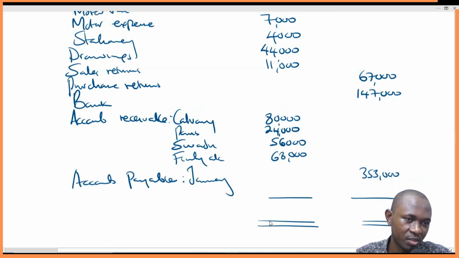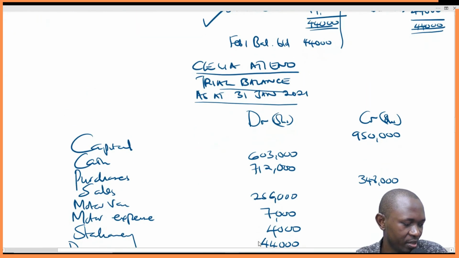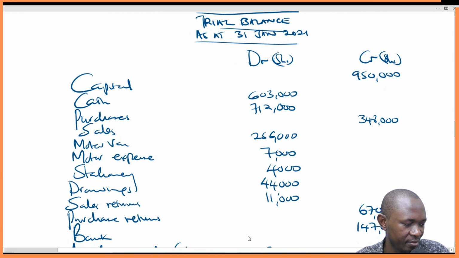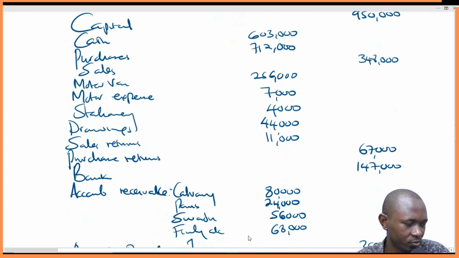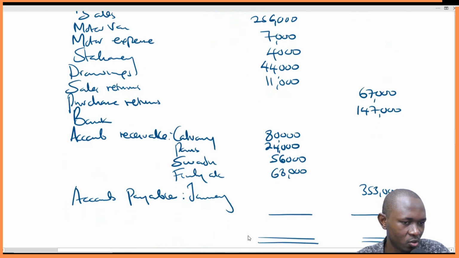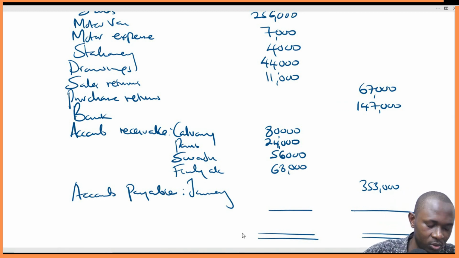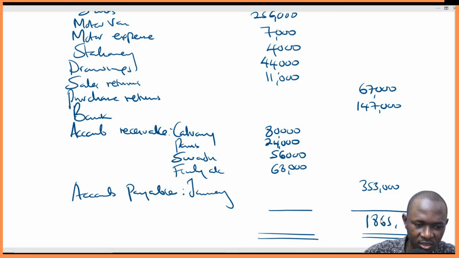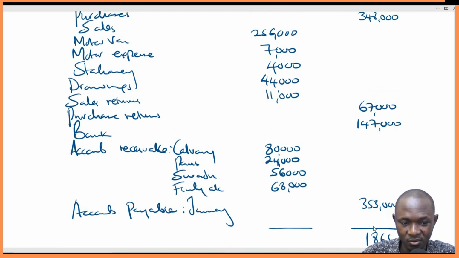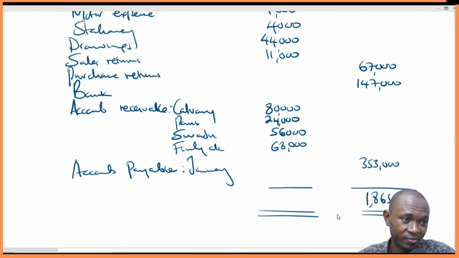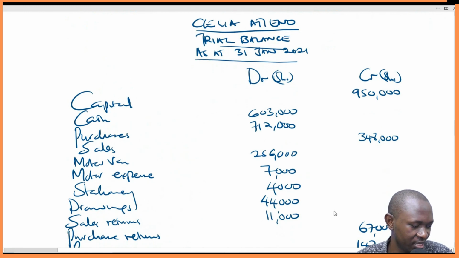Now, something about these totals is that they should agree. Remember, everything that we are posting on the debit side, we are also posting on the credit side. So they must agree. And if they don't, it means somewhere we possibly might have done something wrong. And that's one of the uses of the trial balance. It's used to detect errors. So 1865, and this automatically means that the debit side should also be 1865,000. So let's check if that is the case.